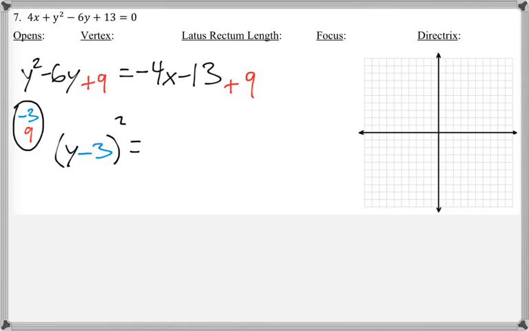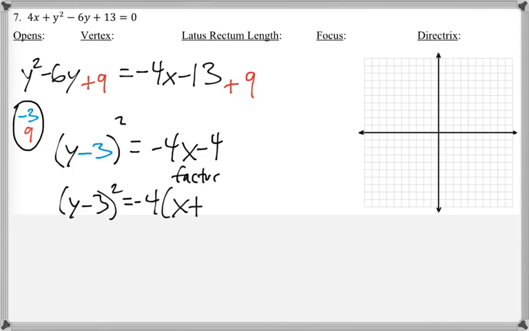And the right is going to be negative 4x minus 4. So I can factor that, and I get negative 4 times x plus 1. So this is the correct form now.